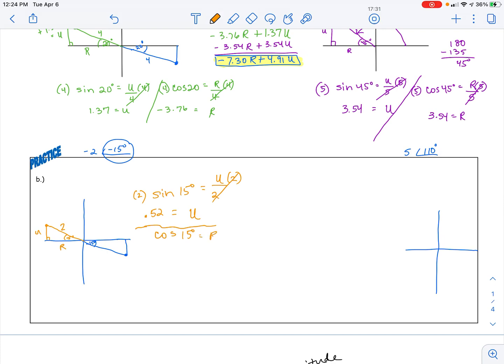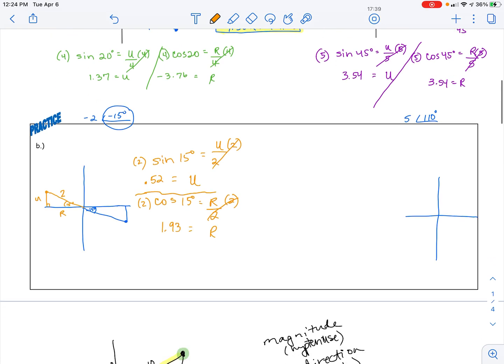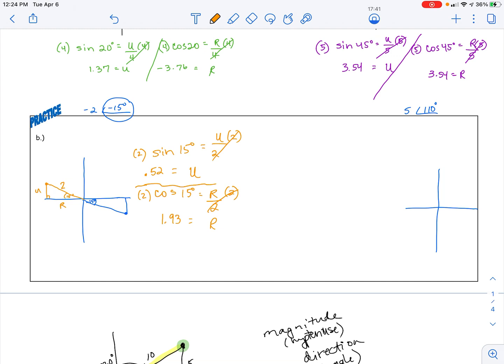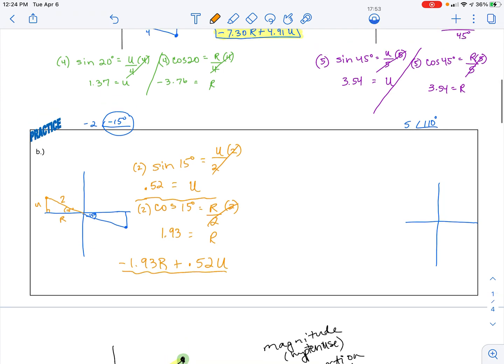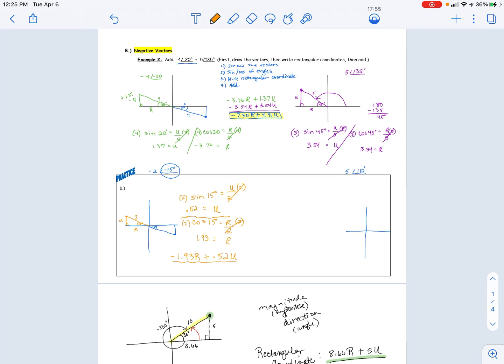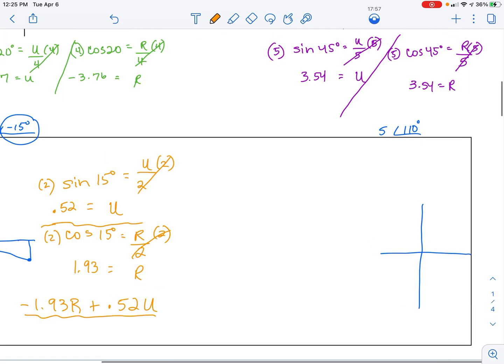Cosine 15 is going to be right over hypotenuse. Right is equal to 1.93. And we'll write this out. It's going to be negative 1.93 right plus 0.52 up. Okay, that's that measurement. We're using the same steps as we did before. So let's draw the vector on the second one over here.